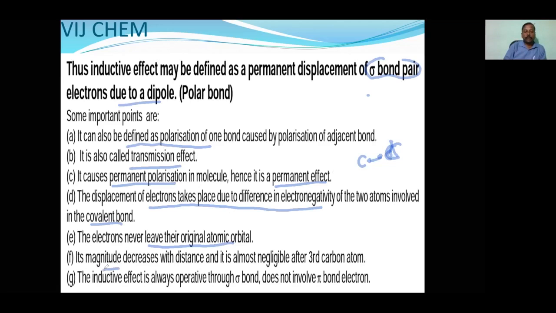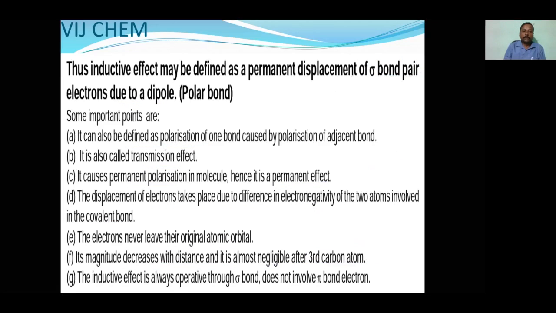The magnitude decreases with distance and is almost negligible after the third carbon, that means from the fourth carbon. I said fourth carbon, and here it is given as after the third carbon. Inductive effect always operates through the sigma bond and does not involve any pi bond. There is no permanent electron transfer of pi bond electrons. It is purely attributed to sigma bond electrons only.